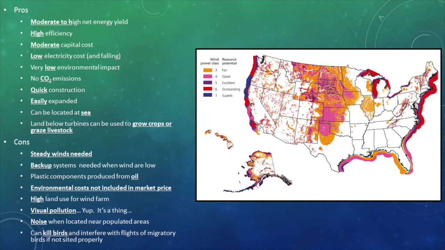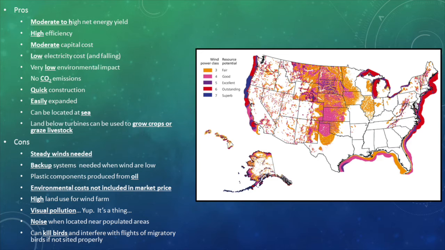We're looking more at concerns with ecosystems than the actual land itself. There are no carbon dioxide emissions, so we're not looking at global warming concerns here. It's a very quick construction. It's not very difficult for us to set up. It is easily expanded and can be located at seas or on seas, so that we are not concerned about using up land space, and the land below turbines can be used to grow crops or to graze livestock.